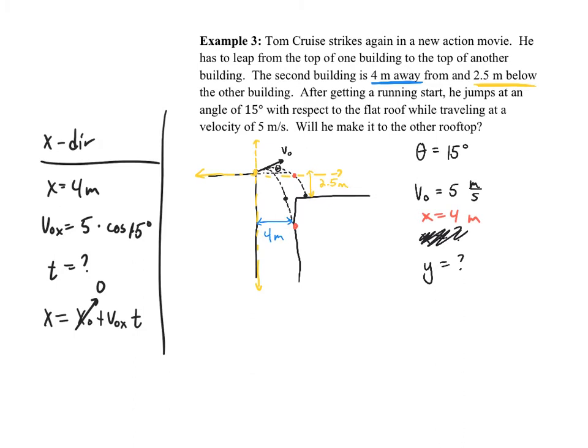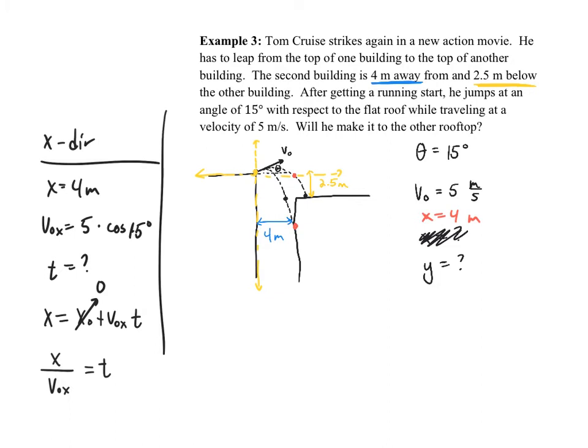So the x0 is going to be 0. And where he ends up along this plane is going to be 4 meters to the right. That's why x is 4 meters here. And then v0x is given, so we can solve for t. So let's go ahead and solve that. We get x over v0x is equal to t. We're just going to divide it. So we take 4 and divide it by this entire quantity.